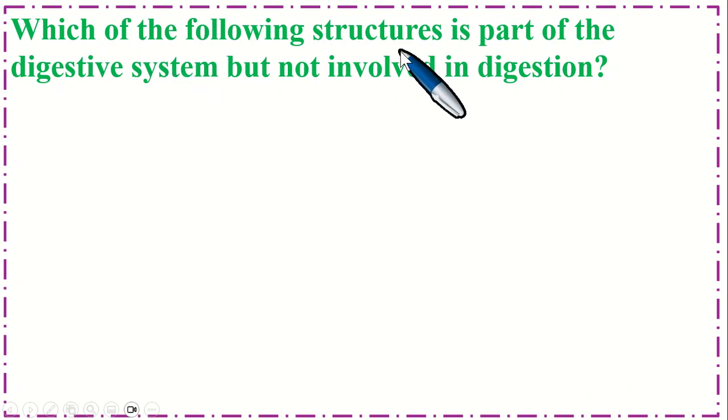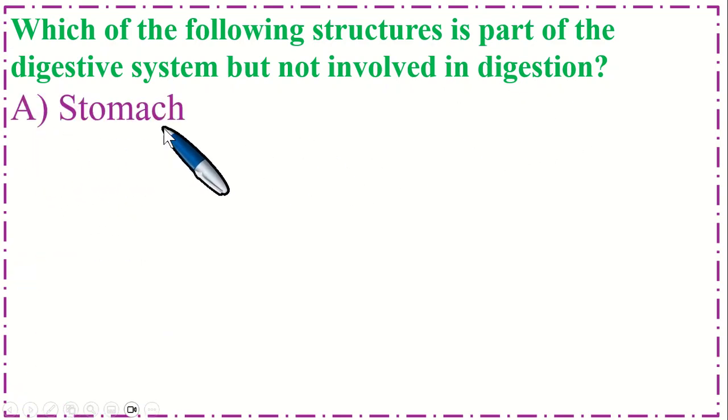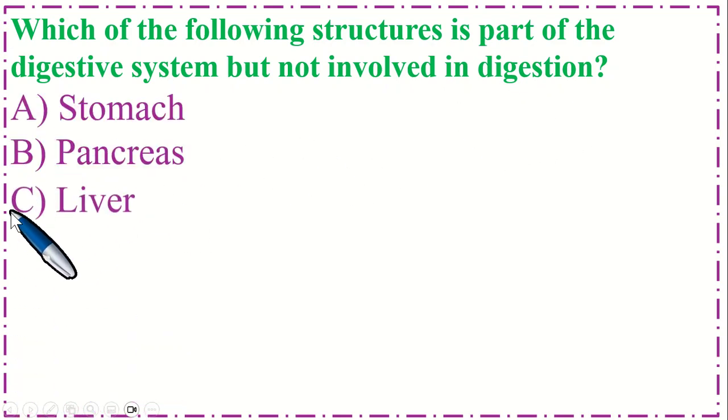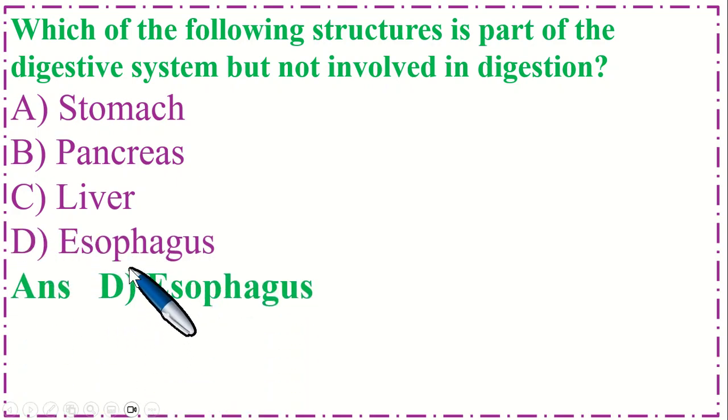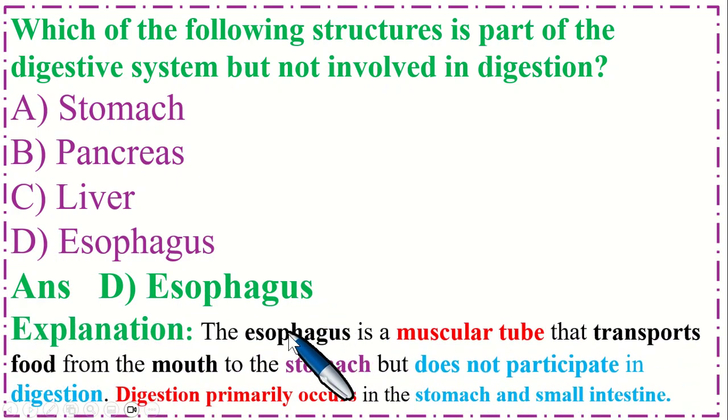Which of the following structures is part of the digestive system but not involved in digestion? Option A. Stomach. B. Pancreas. C. Liver. And option D. Esophagus. So the correct option is D. Esophagus. The esophagus is a muscular tube that transports food from the mouth to the stomach but does not participate in digestion. Digestion primarily occurs in the stomach and small intestine.